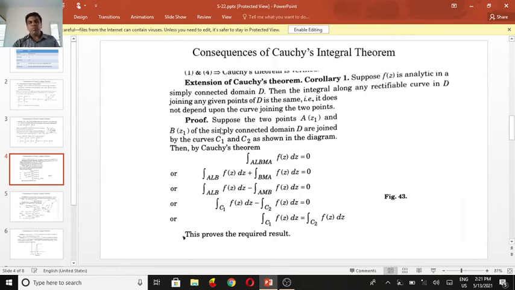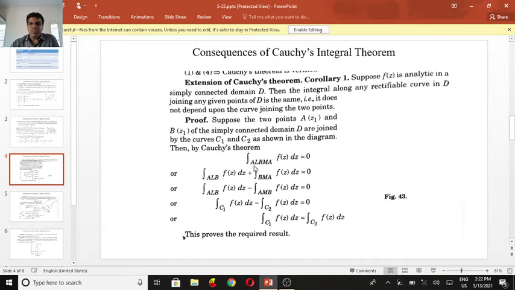Suppose we take two points A (z1) and B (z2) in a simply connected domain D, joined by the curves C1 and C2. The figure is the same as the previous one. Then by Cauchy's theorem, the integral of f of z dz runs from A, L, B, M, A, so this direction is upward.